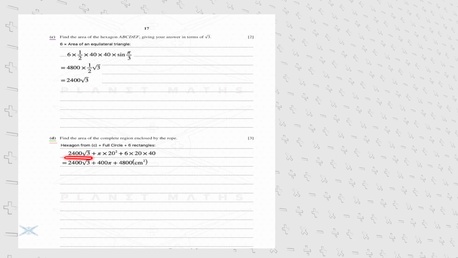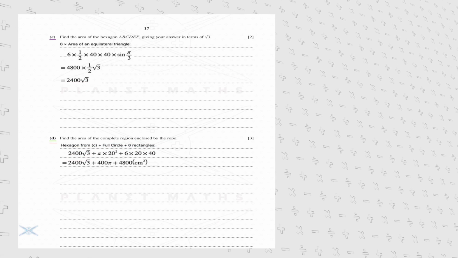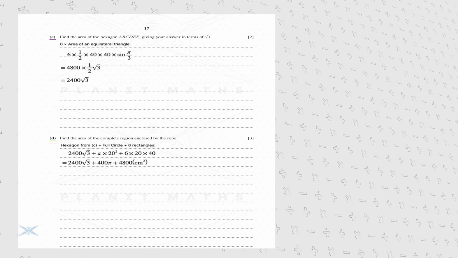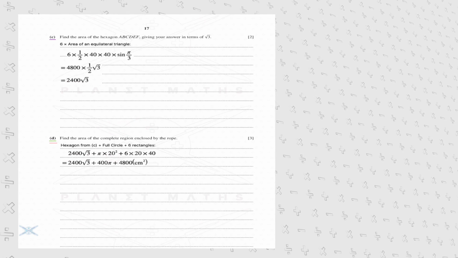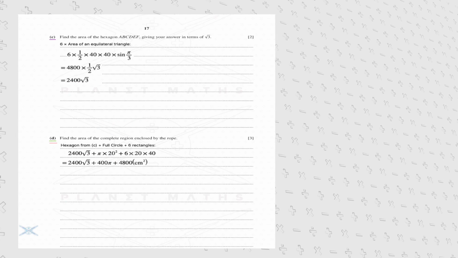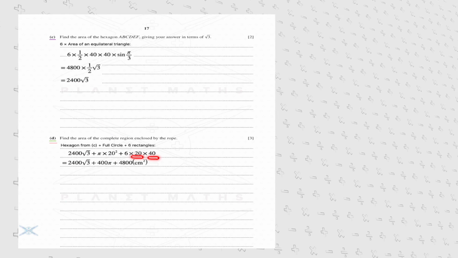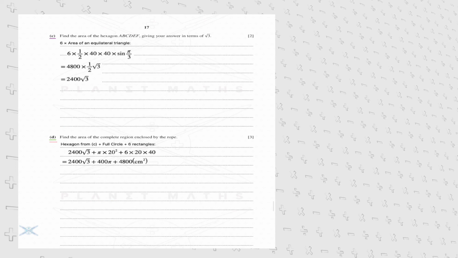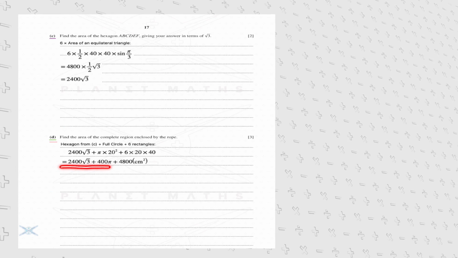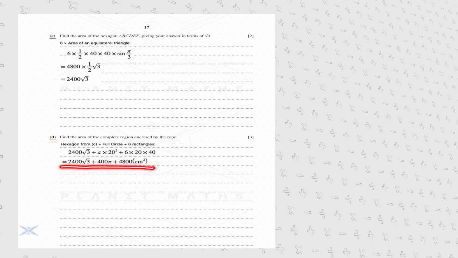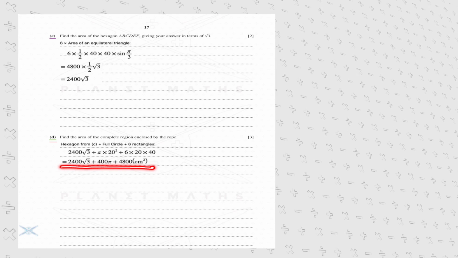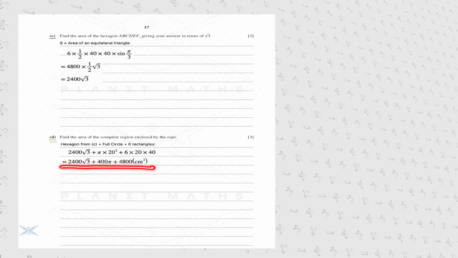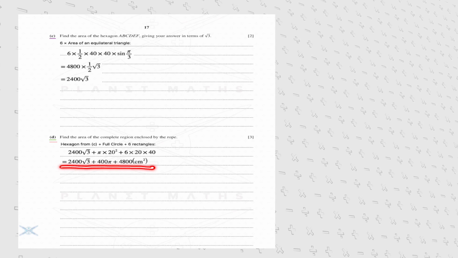The result for the hexagon we can simply copy over from C. The formula to calculate the area of a full circle is pi multiplied by its radius squared, the radius being 20, and the length and the width of the rectangle are 20 and 40 centimeters respectively. Putting everything together lets us conclude that the area of the complete region enclosed by the rope is 2400 times the square root of 3 plus 400 pi plus 4800 centimeters squared.